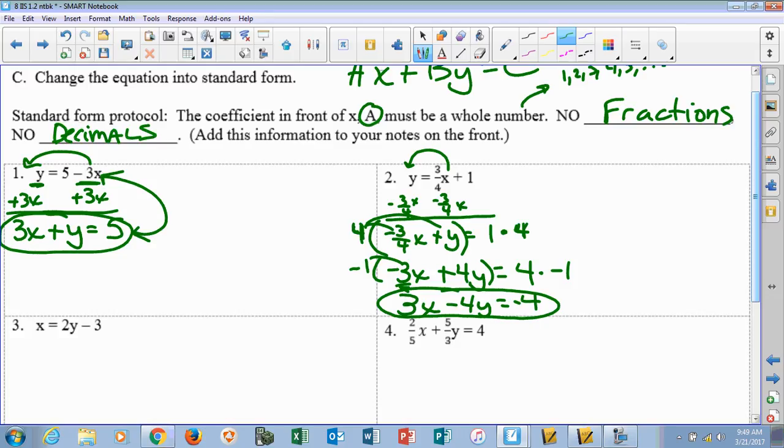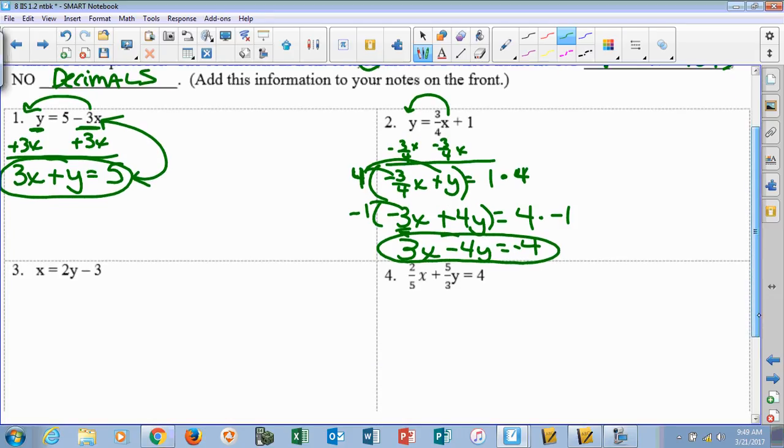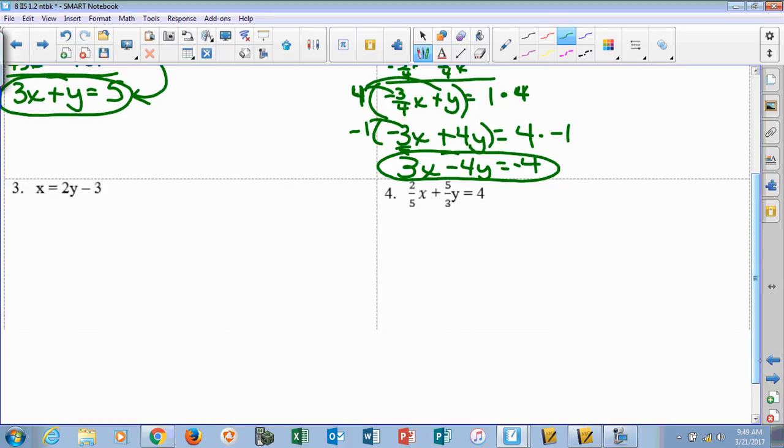Okay, now that you've had an opportunity to work on those, let's see how you did. Again, with number 3, I got x and y on opposite sides, so they've got to come over together. I'm going to move the y over, because that'll leave the x by itself. So when I move the y over, it's got to be minus 2y to both sides, right? And that leaves me x minus 2y equals negative 3.